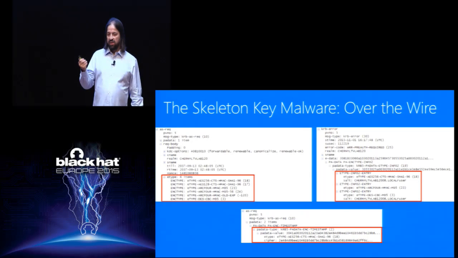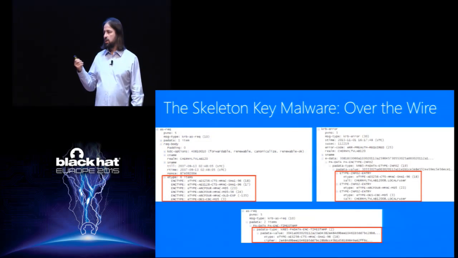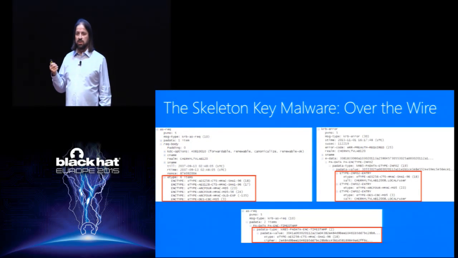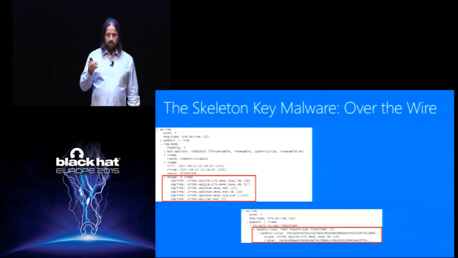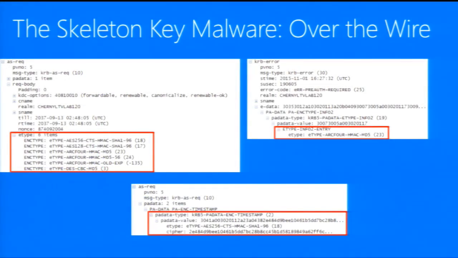After it was infected, the client, as we said, is not affected. So it sends just the same, all the encryption types it supports. But now the domain controller responds only with RC4. And therefore, the client will also encrypt the timestamp with RC4 and send it back to the domain controller.